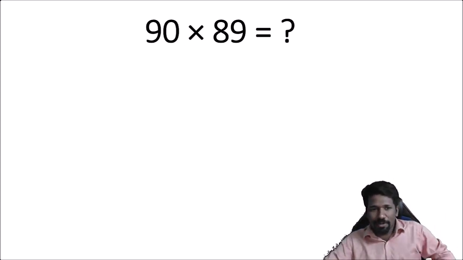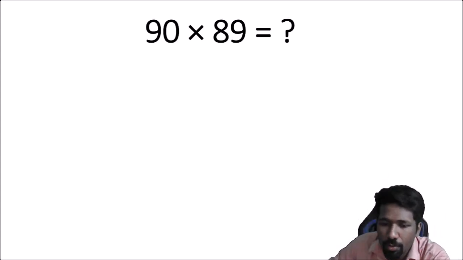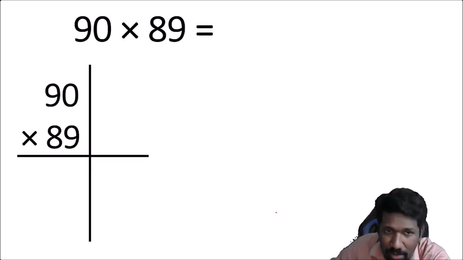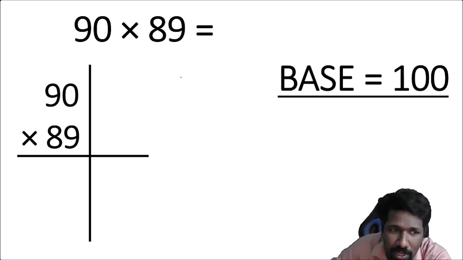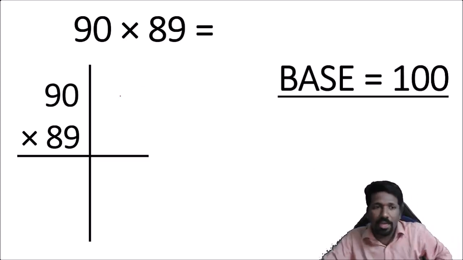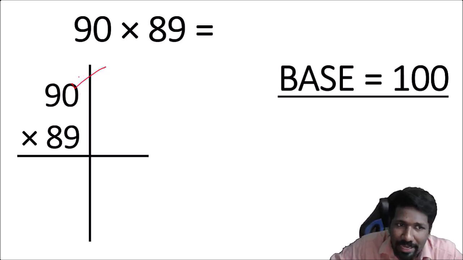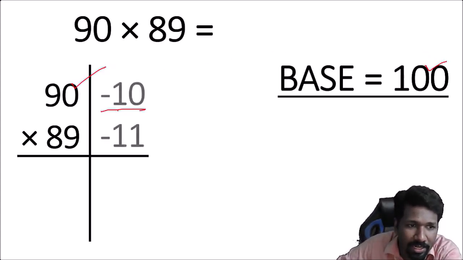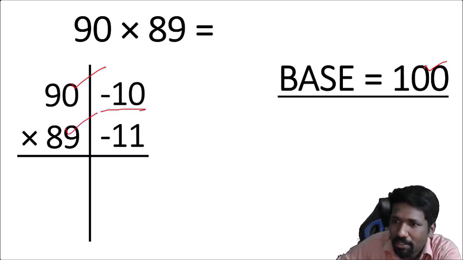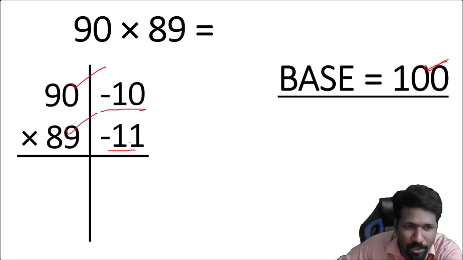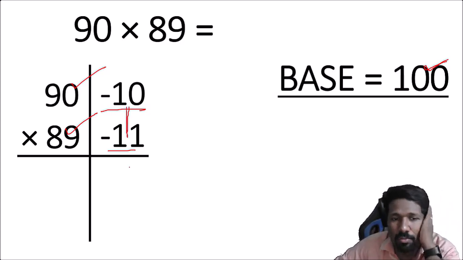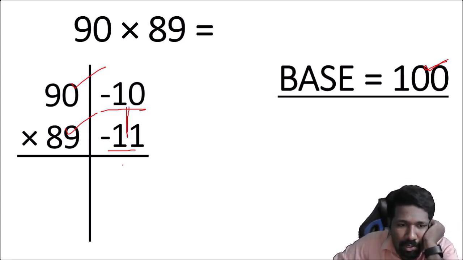Okay, so I'll explain. 90 into 89: 90 and 89 are both near to the base 100, because they are far away from 10. So the base is 100, just like we discussed in the last two examples. 90 minus 100 is minus 10. 89 minus 100 is minus 11. So here, listen carefully. If you multiply minus 10 into minus 11, minus minus, you don't have to worry, it is plus.